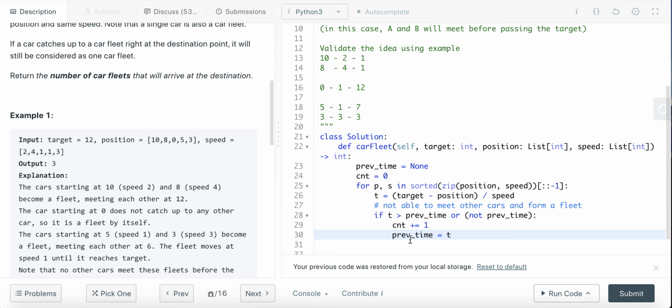Why are we updating this previous time to this t? Because currently t is greater than the previous time, which means it takes a longer time for this car to reach the destination compared with the cars ahead of it. That's why this car is more likely to be caught up by the cars behind it compared to the other cars ahead of it, because the cars ahead of this car take shorter time to reach the destination. That's why previous time is less than this t.